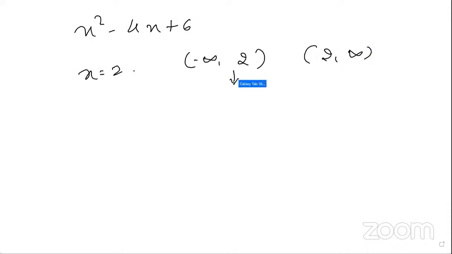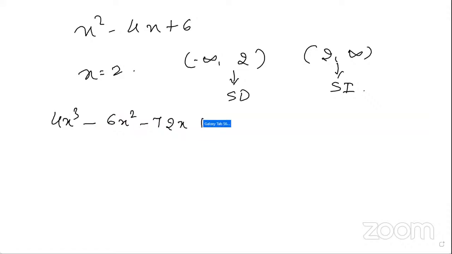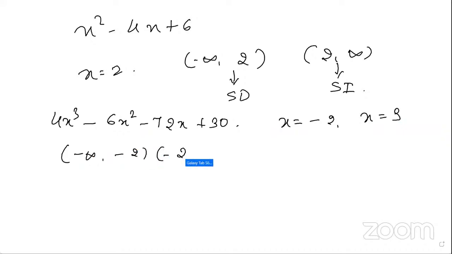Okay, so you get two intervals, minus infinity to 2 and 2 to infinity. In first interval, whether it is increasing or decreasing? Decreasing. Strictly decreasing. Here it is strictly increasing. Then which question had I given? I had given a quadratic equation type question, 4x cube minus 6x square minus 72x plus 30. So for this, you will get the roots as x as minus 2 and x as 3. Correct? Yes ma'am. So these should be your intervals.